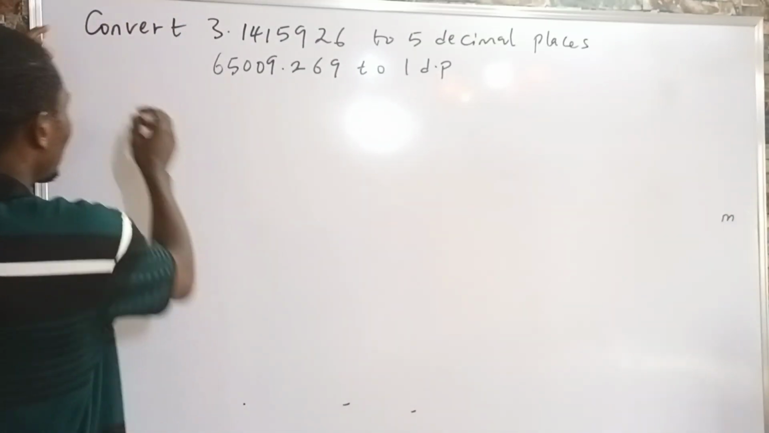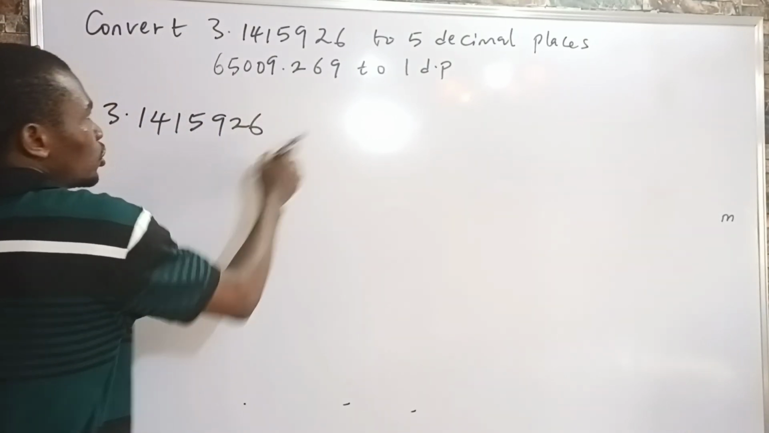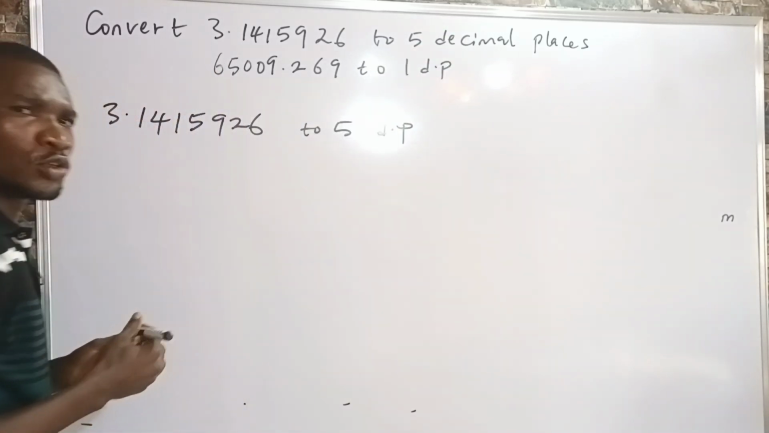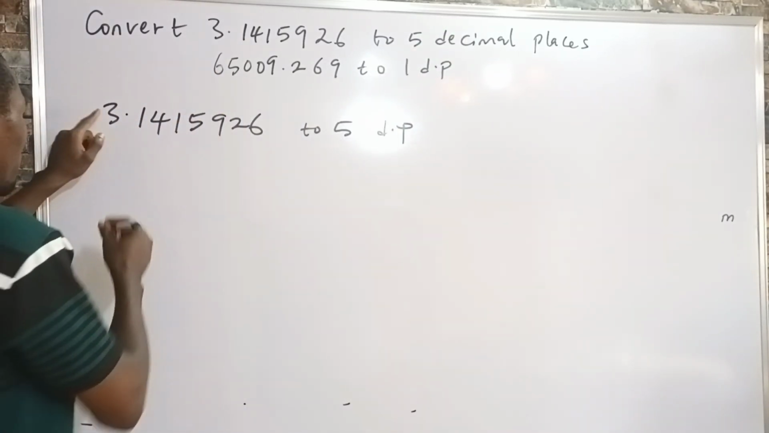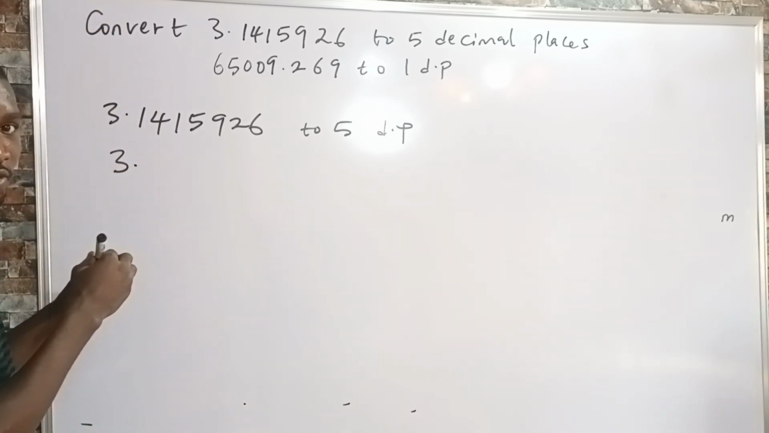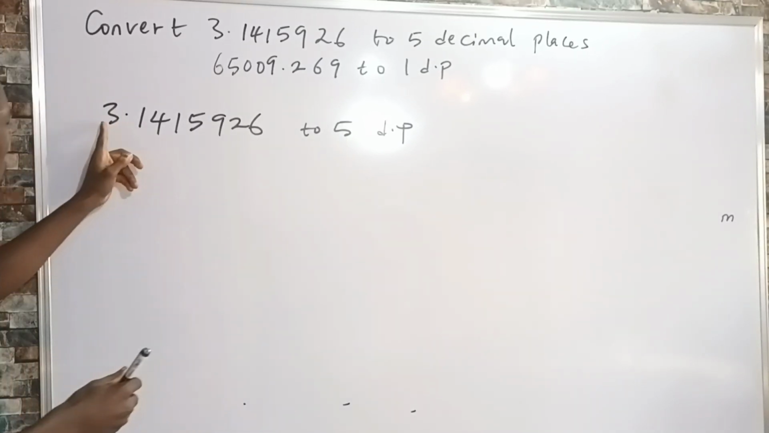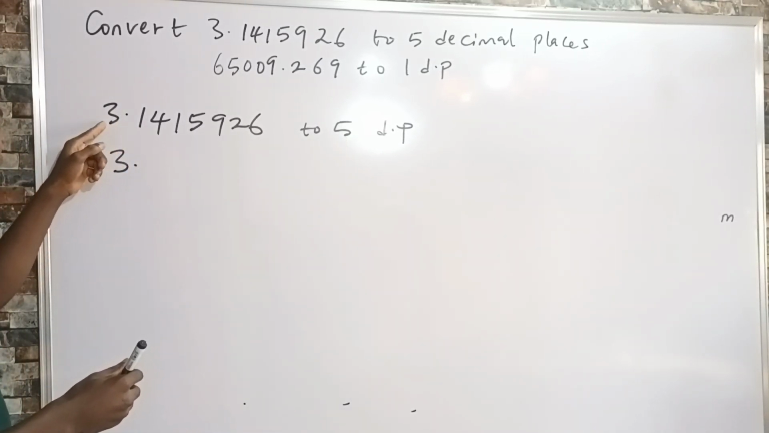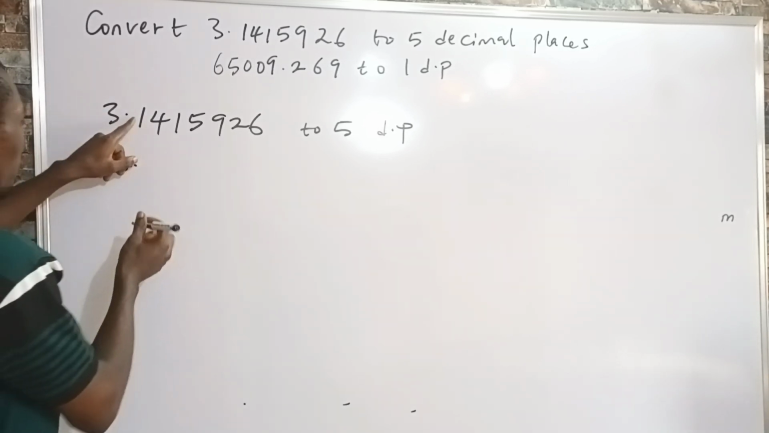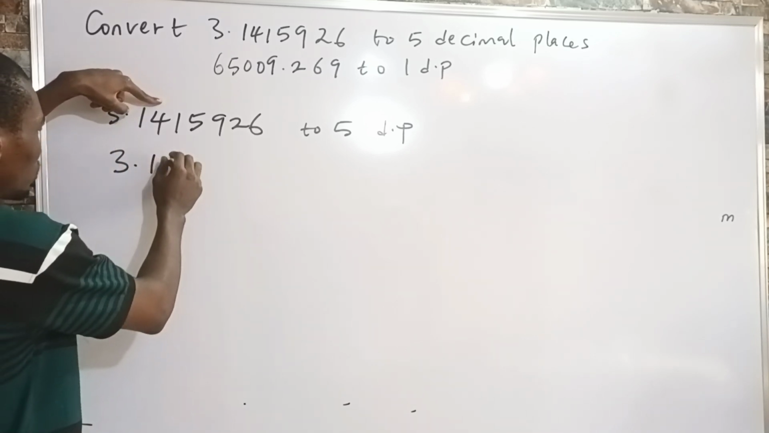We are asked to convert 3.1415926 to 5 decimal place. So how do we do that? Very simple. I will begin with 3. Once I hit the point, I will start to count. Remember, we are talking about 5 decimal place. So once you write the whole number, which is 3 in this case, once you hit your point, you now start to count. The first one we shall include, which is 1. The second one we shall include, which is 4.